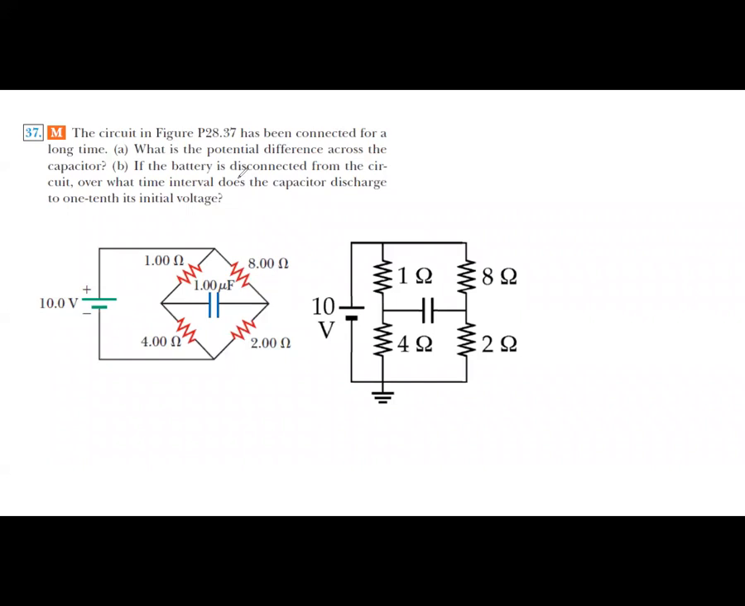Part B, if the battery is disconnected from the circuit. I mean, here it's disconnected, so we don't have this wire because it's disconnected. Over what time interval does the capacitor discharge to 1/10 its initial voltage? I have to find the time where V at this time equals V initial divided by 10, or V at this time divided by V initial equals 1/10.